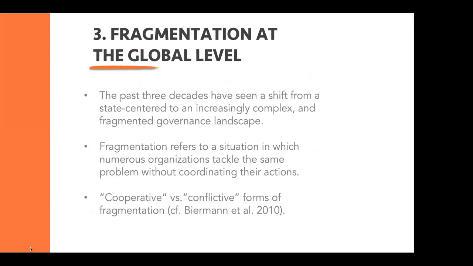So, with regards to fragmentation at the global level, in recent decades, there has been a shift from a more state-centered to an increasingly fragmented global governance landscape. Fragmentation refers to a situation in which numerous organizations tackle the same problem without really coordinating their actions. And in the context of this fragmented governance landscape, we found that it was crucial whether fragmentation had a conflictive or a cooperative nature. In a situation of cooperative fragmentation, an issue area is addressed by different institutions and decision-making procedures that are loosely integrated, and the relationship between the norms and the principles of these institutions is ambiguous.